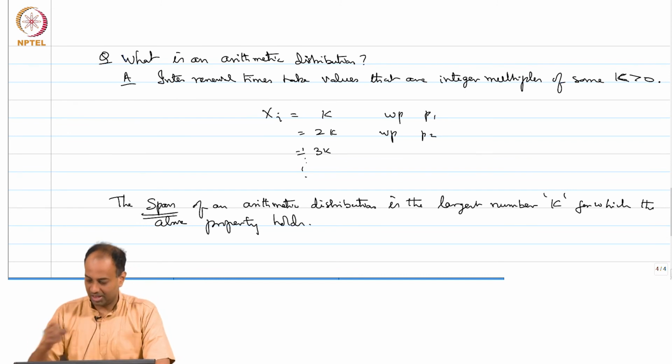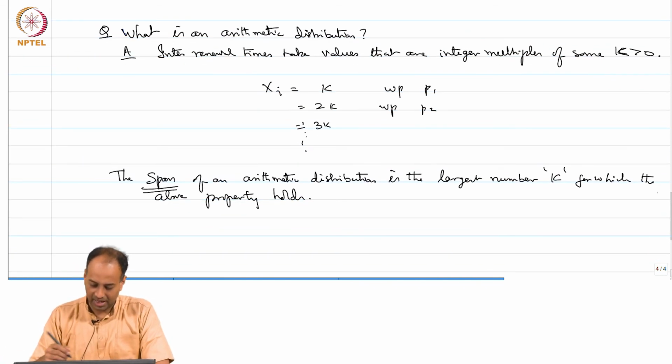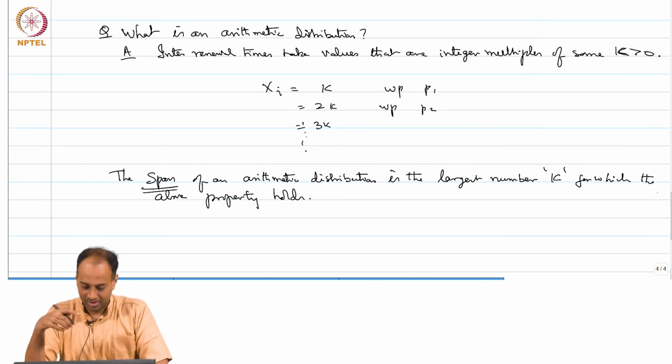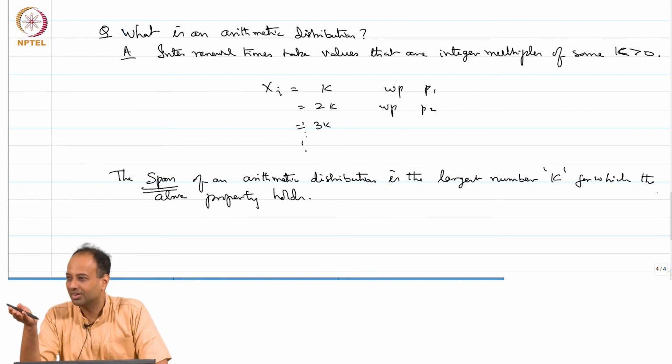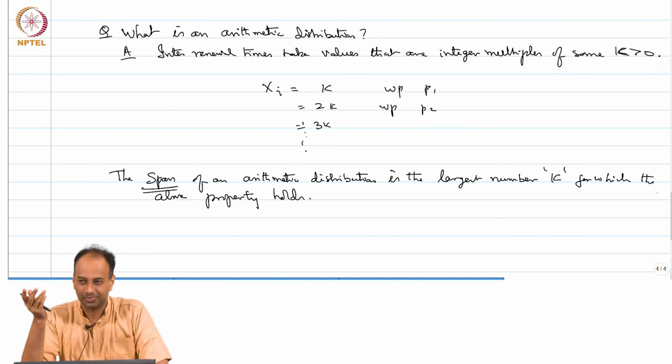See, what do I mean by the span? The example I have given, the xi's take values which are multiples of kappa, right. But if it takes values which are multiples of kappa, it also takes values which are multiples of kappa by 2, right. So, you basically look for the largest such kappa for which the interval times are multiples of that number, okay. Then you call that the span.